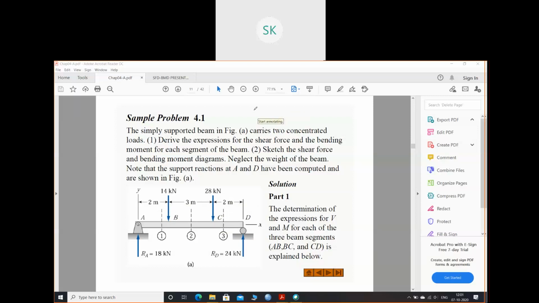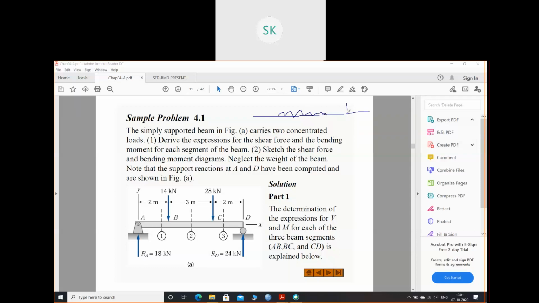Suppose you have been given only one load, a simply supported beam, only one load. So make a section here and make a section here. Simple. Okay. Suppose you have been given a load. Let me draw again. Suppose you have been given a load like this, a UDL. Here we'll discuss this kind of problems also.